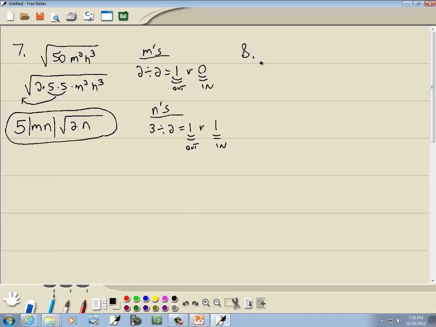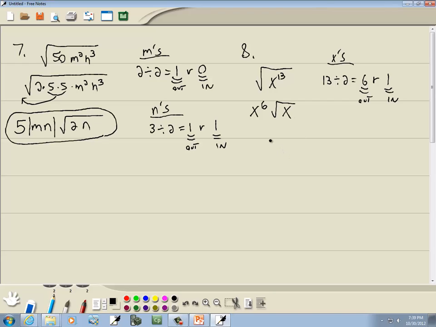Number 8. We've got the square root of x to the 13th. For our x's, take our power, which is 13, divide by our index. It's a square root, so it's by default 2. That gives us 6 with a remainder of 1. This is how many come out, so we're going to have 6 x's come out. And this is how many x's stay in, so we're going to have 1 x stay in. So we're going to have 6 x's come out, and we'll have 1 stay in.